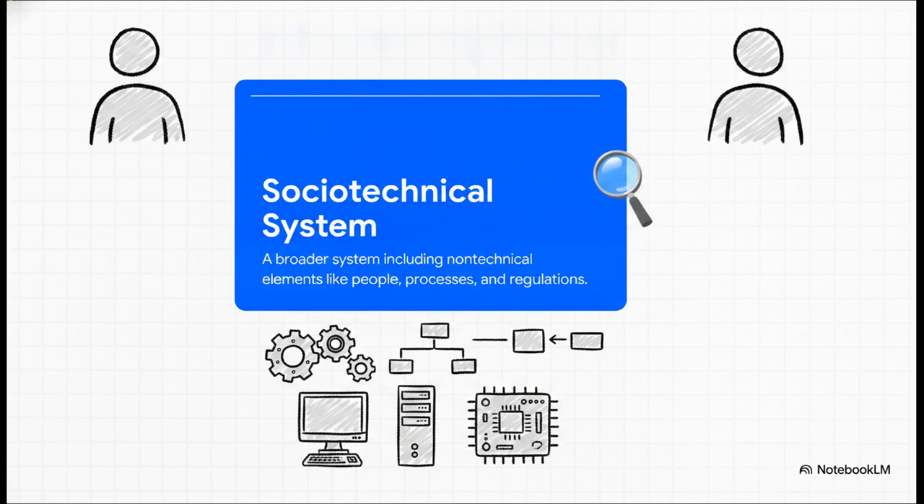A sociotechnical system is a much broader system that includes non-technical elements. We're talking about people, business processes, and regulations, combined with technical components like computers, software, and equipment. The massive takeaway here is that a system's dependability is influenced by all of these elements working together. If you only focus on the hardware and the software, you're completely ignoring the human behavior of the people using it and the organizations governing it. And trust me, that is a guaranteed recipe for system failure.